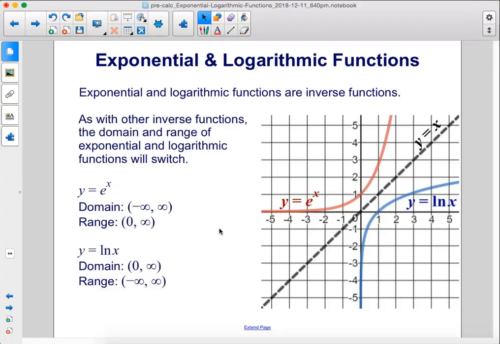As with other inverse functions, the domain and range of exponential and logarithmic functions will switch. Y equals e to the x has a domain of all real numbers and a range from 0 up to positive infinity. Y equals the natural log of x has a domain from 0 up to positive infinity and a range of all real numbers.